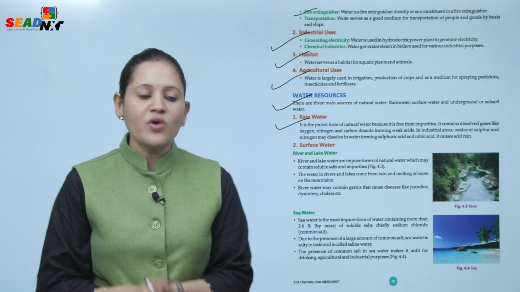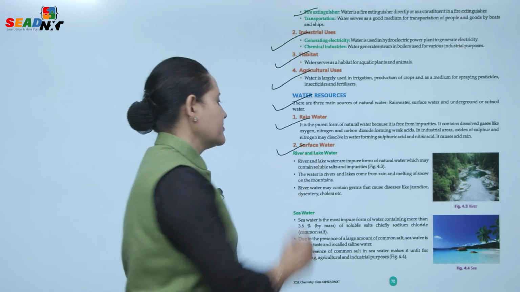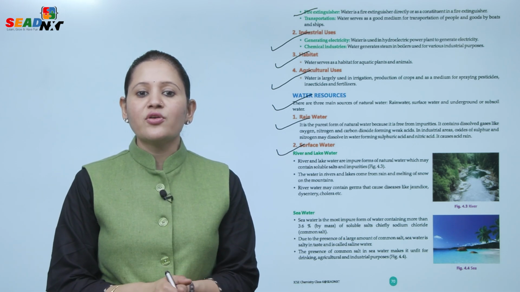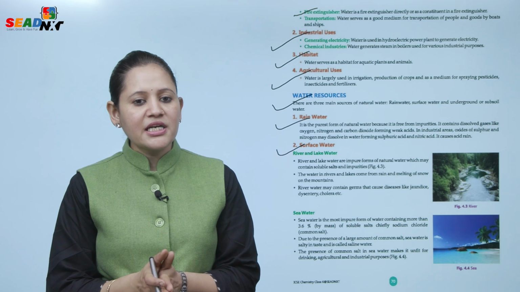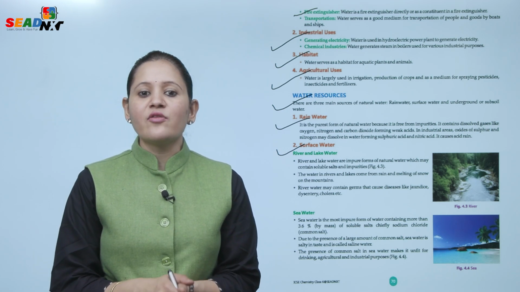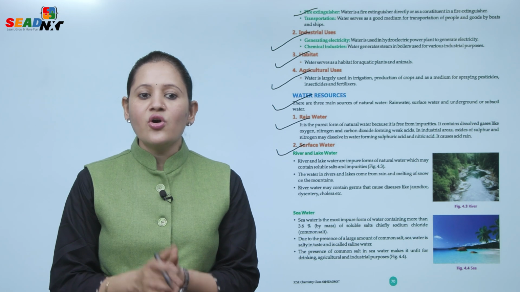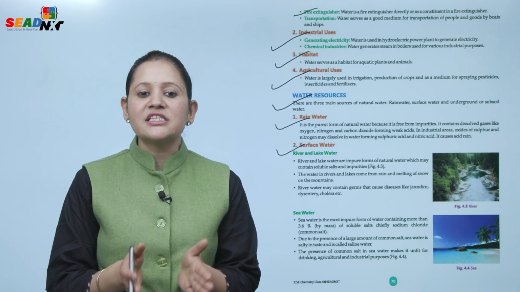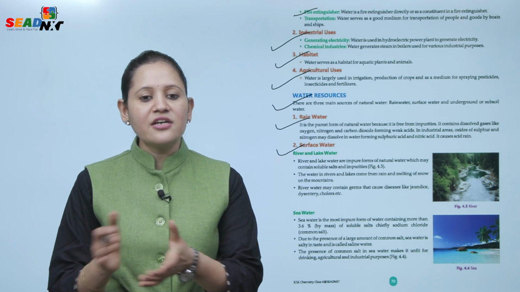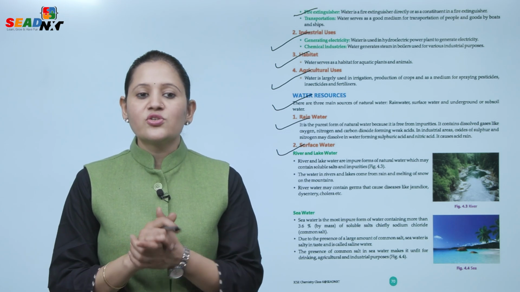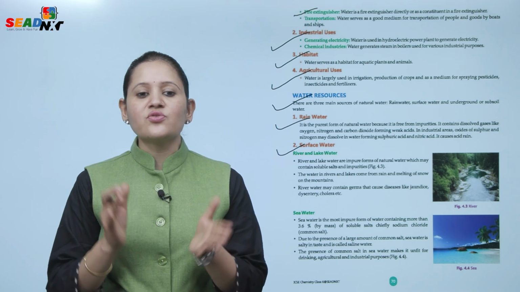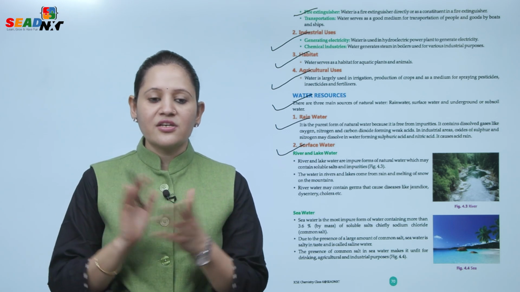Next is surface water. River and lake water are an impure form of natural water which may contain soluble salts and impurities. The water in rivers and lakes comes from rain and the melting of snow on the mountains. River water may contain germs that cause diseases like jaundice, dysentery and cholera. Clear? So we should not consume river and lake water directly. First we should filter it or boil it, then we can consume it.